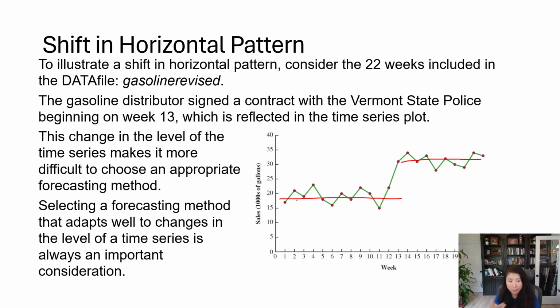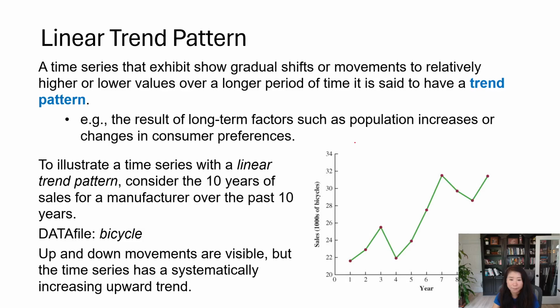consideration. As you can see, we're learning the patterns because later we're going to learn what kind of model can fit a certain time series pattern. That's what we focus on here. Okay, so although we can still find a horizontal pattern, after 13 weeks this horizontal pattern shifts to the next level. So this is called a shift in horizontal pattern.